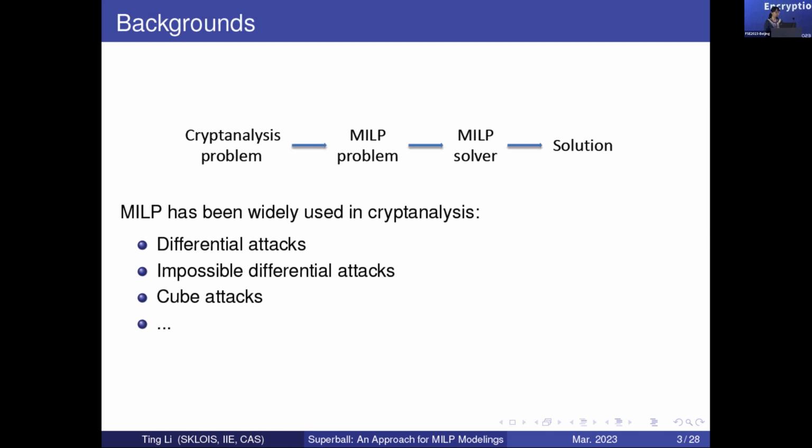MILP is one of the most powerful tools in symmetric cryptanalysis. With this technique, we can convert some hard problems into MILP models, and these models can be solved by MILP solvers automatically. In fact, MILP was first used to attack in 2009, and since then, it has been widely used in cryptanalysis, including differential attacks, cube attacks, and so on.